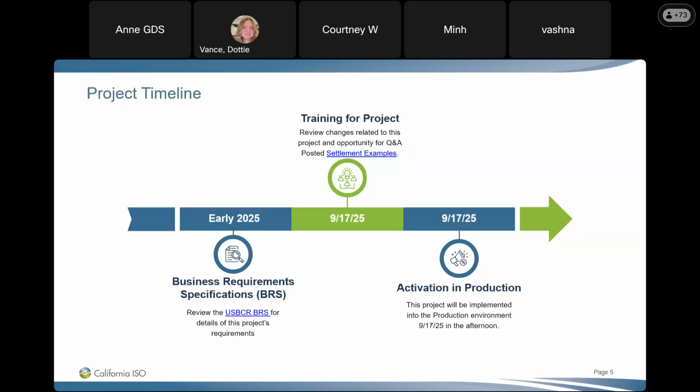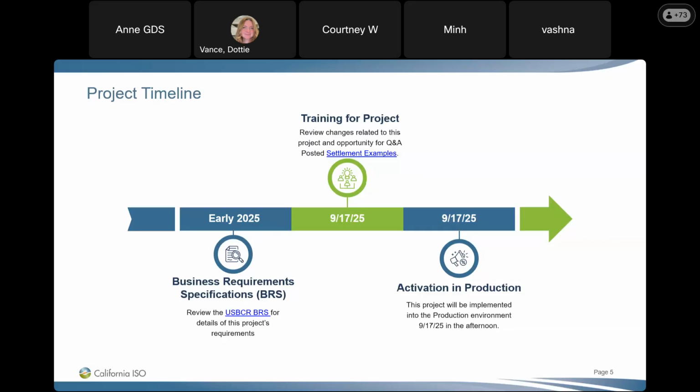And then the last thing, and again, I have more details here later on in the slides, is our activation and production. So this project will be implemented in the production environment this afternoon, and we'll have details about what trade dates and what's impacted for that, so you're aware. Additionally, the ISO will have additional communication going out this afternoon with resources and more details about what we covered in today's training.